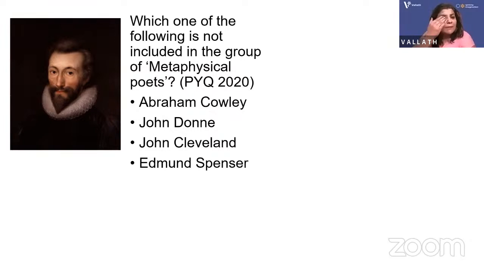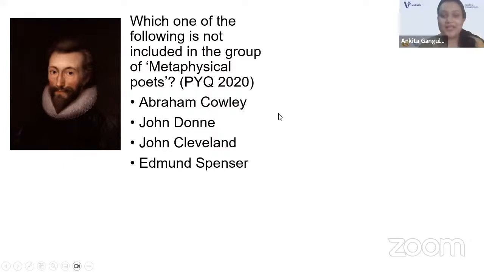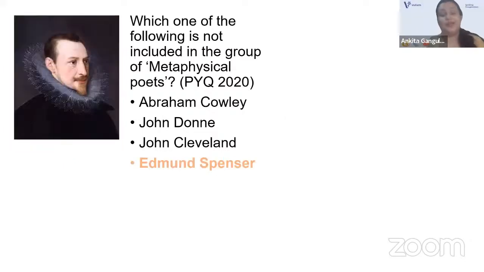I think Abraham Cowley definitely is a metaphysical poet. John Donne inspired the metaphysical poets, so he's also part of the group. John Cleveland is a metaphysical poet, I think, but Edmund Spenser, no. Am I right, Ankita? Yes. Edmund Spenser was a contemporary of Shakespeare. He wrote many popular works like The Faerie Queene, then A View of the Present State of Ireland.